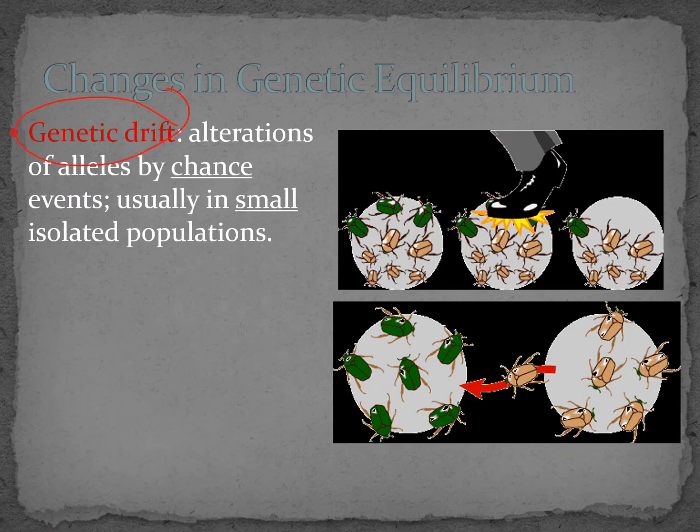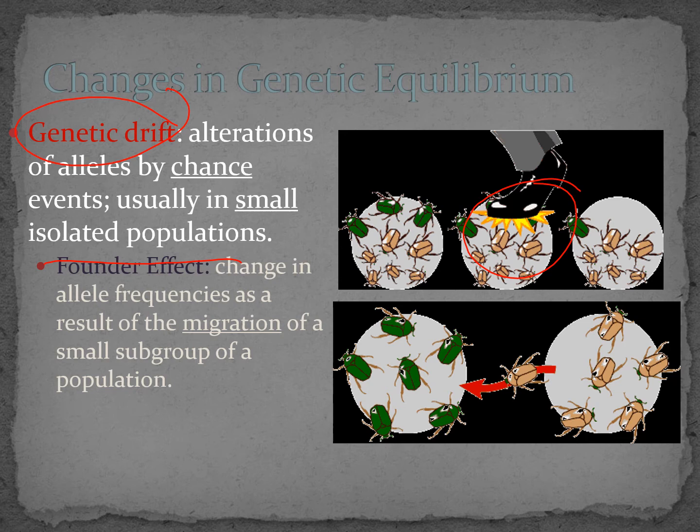Now you have to know genetic drift. Genetic drift is basically chance events in small isolated populations. Look here, we have small populations. He was walking, and all of a sudden he stepped on the green bugs. Obviously, the green beetles aren't going to live in the middle section, right? So that's genetic drift. Boundary effect, changes in allele frequencies, is the migration of a subgroup of a population.